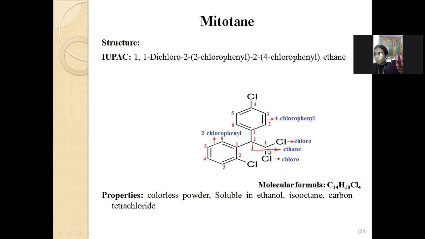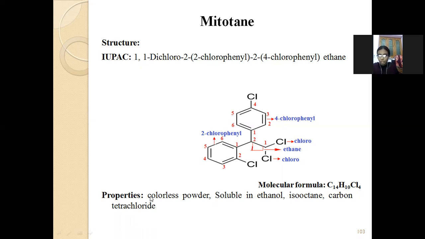1,1-dichloro. In the second position, the 2-chlorophenyl and 4-chlorophenyl are attached. In the second position, the chlorine group is present, so it is 2-chlorophenyl. And in the fourth position, the chlorine atom is present, so it is 4-chlorophenyl. And this is the ethane, so it is named ethane. So 1,1-dichloro-2-(2-chlorophenyl)-2-(4-chlorophenyl)ethane. So this is the structure and IUPAC name of Mitotane.